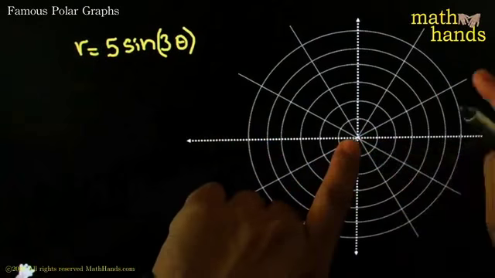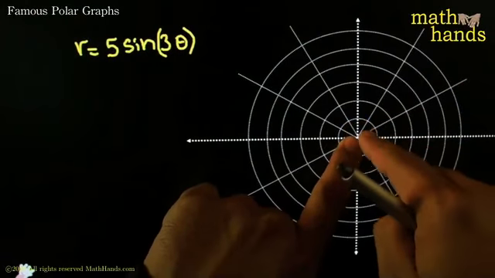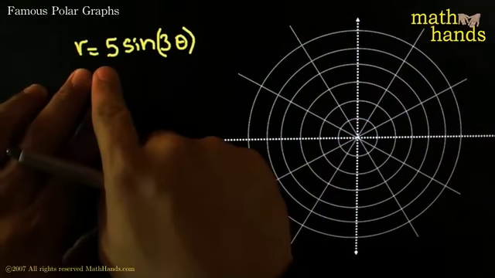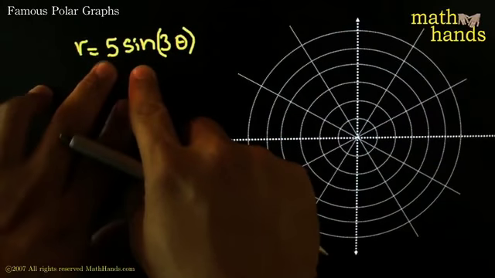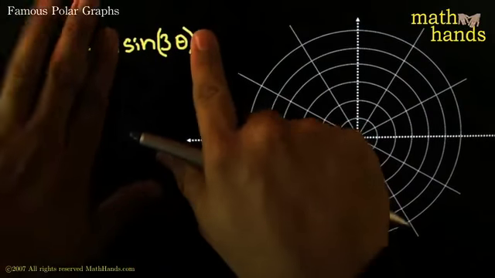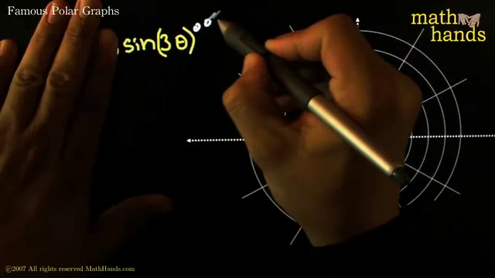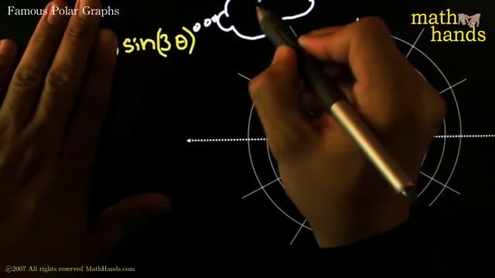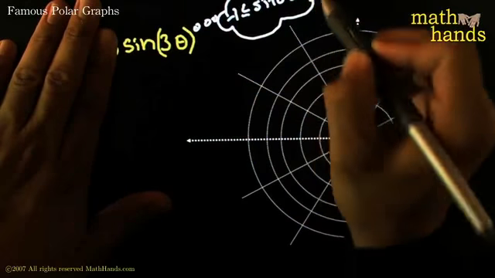R is equal to the distance from the pole to the point, right? Now R could be big or small. And let's think about this carefully. How big could it be, or how small could it be? R is equal to 5 times the sine. This sine piece, the sine of any real angle, will always be between 1 and -1.